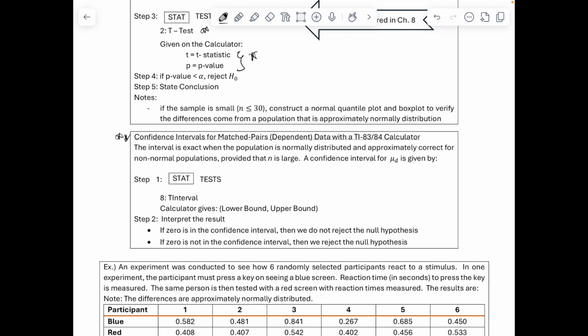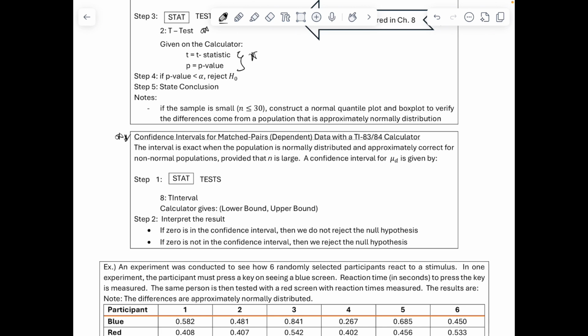Right below this, we have constructing a confidence interval for matched pairs data, or that dependent data, with our graphing calculator. The interval is exact when the population is normally distributed and approximately correct for non-normal populations, provided that the sample is large.